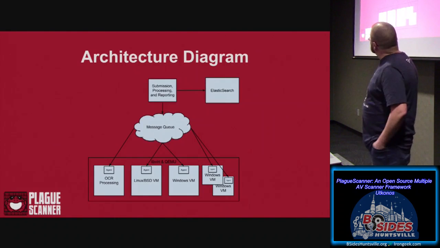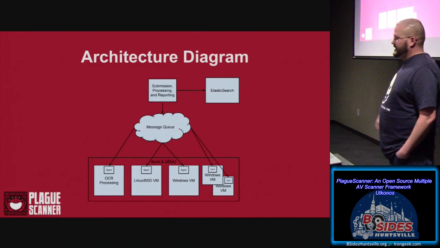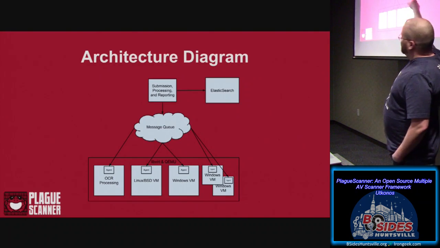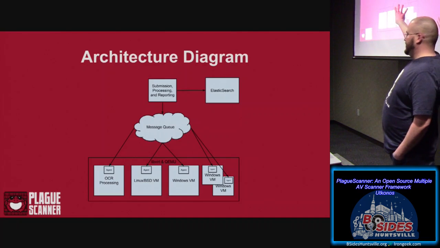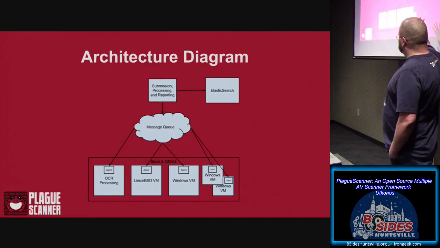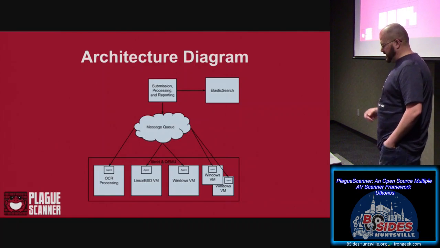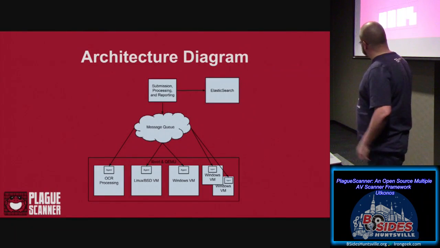So how is this architected? It's a pretty simple architecture. I have the core, which is the submission processing reporting area with the optional Elasticsearch output, the message queue in the center, and then the different VMs, and each VM has an agent in it, which wrangles the tasks that need to happen in each one of those VMs.